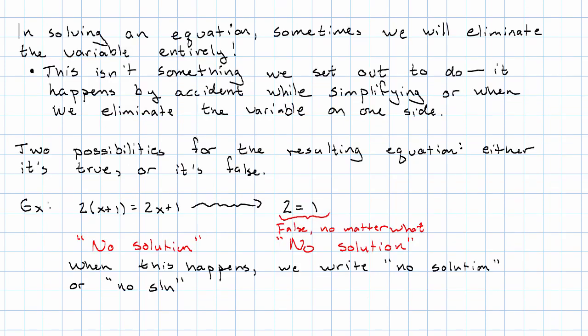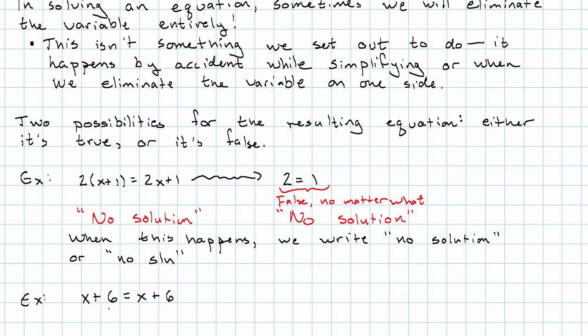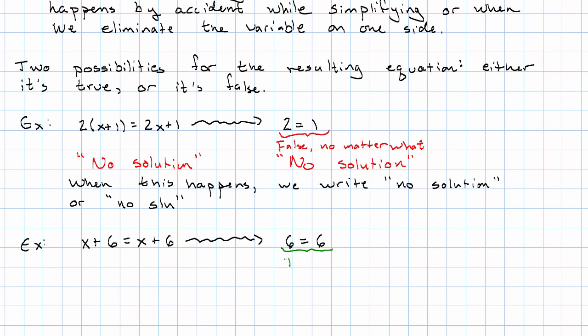The other possible thing that can happen: I hope you can see that if we add negative x to both sides of this equation, we would just get 6 equals 6. This is true, no matter what. Any number I put in here for x is going to make the equation true. Every number is a solution in this case.